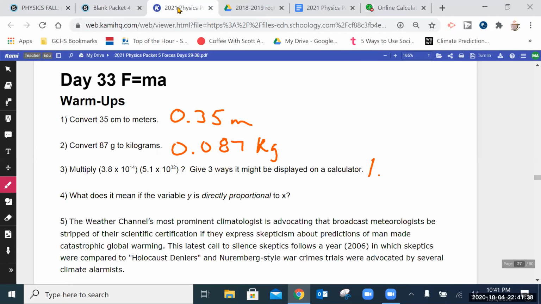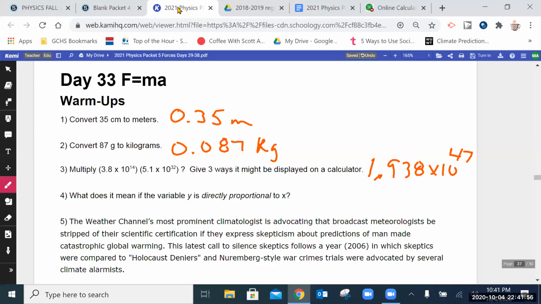So 1.938 times 10 to the 47th. Please type that into your calculator and make sure that you can get the exact same thing.